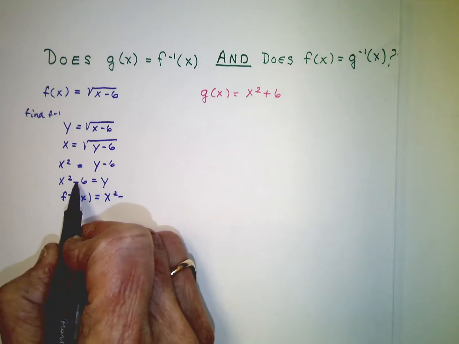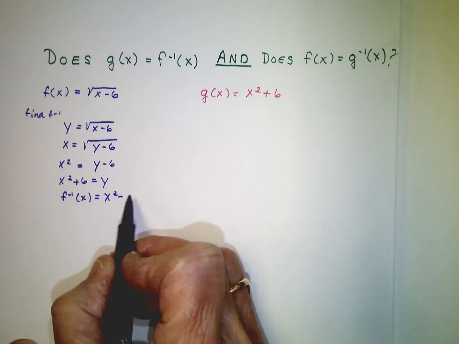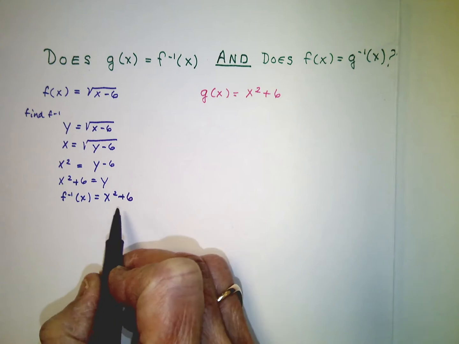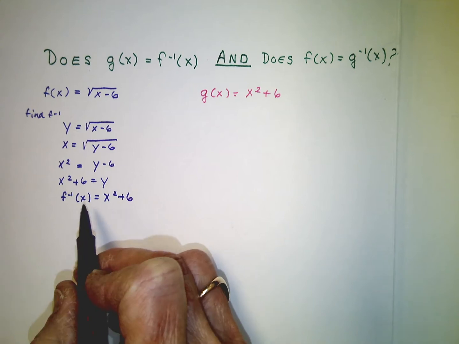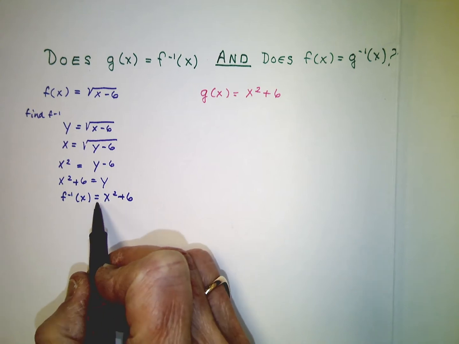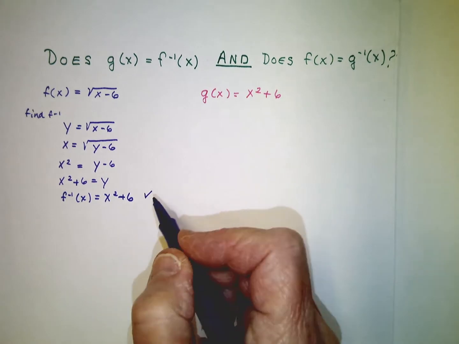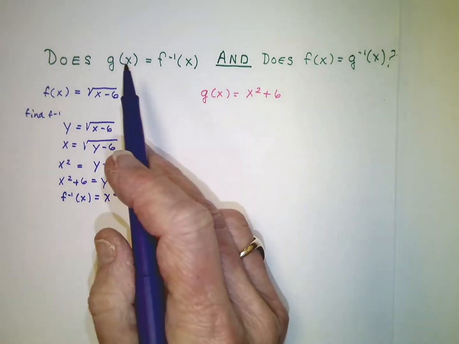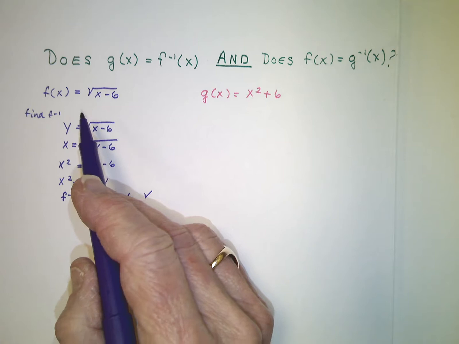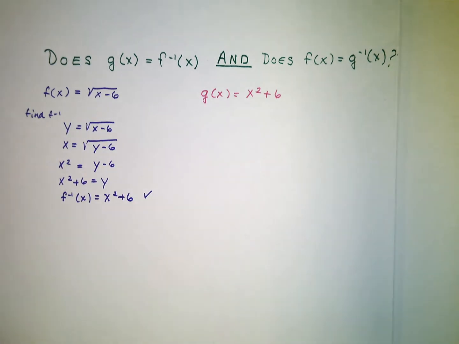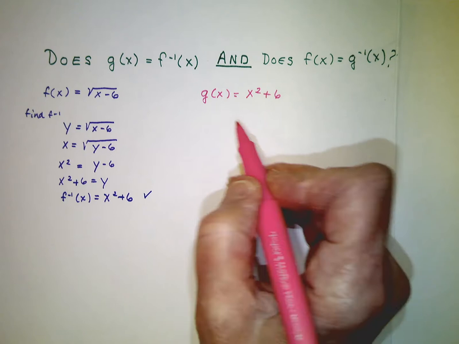And I made a mistake right here. You're supposed to add 6 to both sides. Been a long day. So does f inverse come out the same as g of x? Yes, it does. G of x is the inverse of the f of x function. But that's not good enough. We have to check over here.